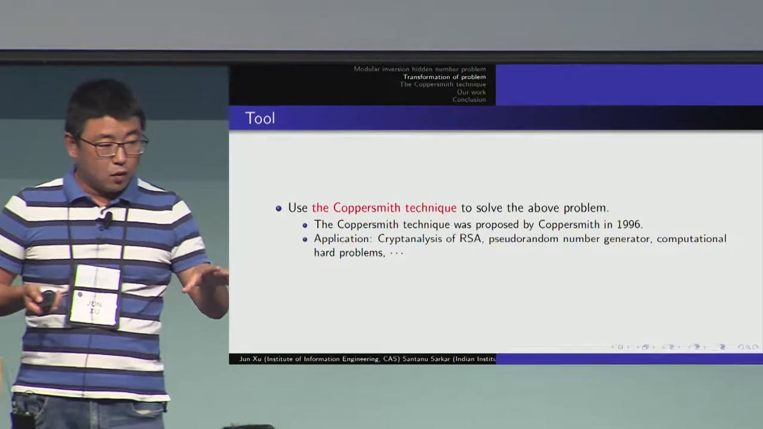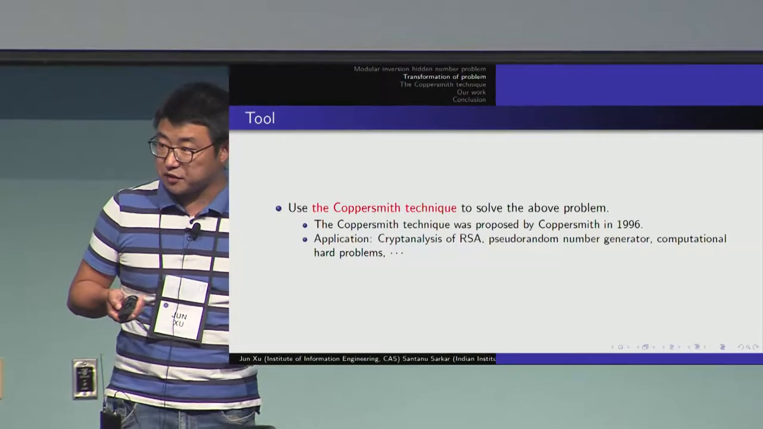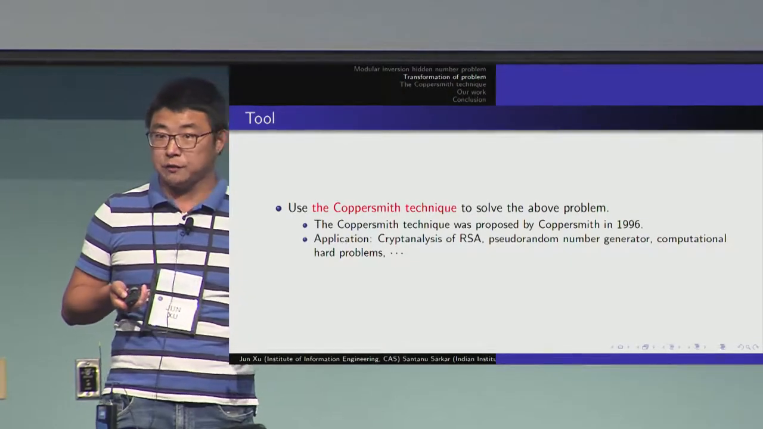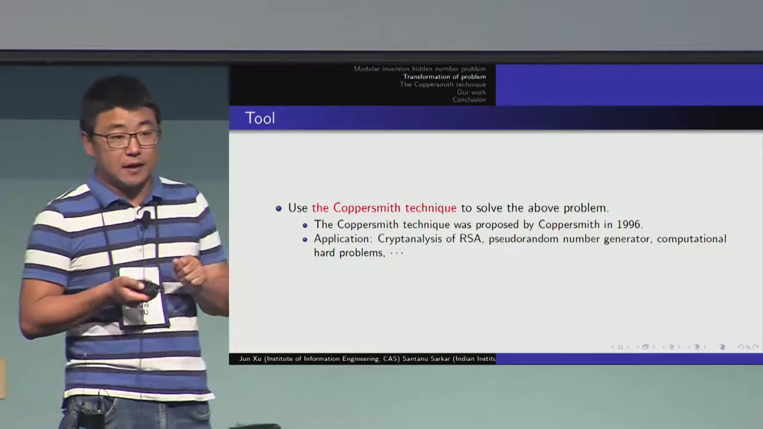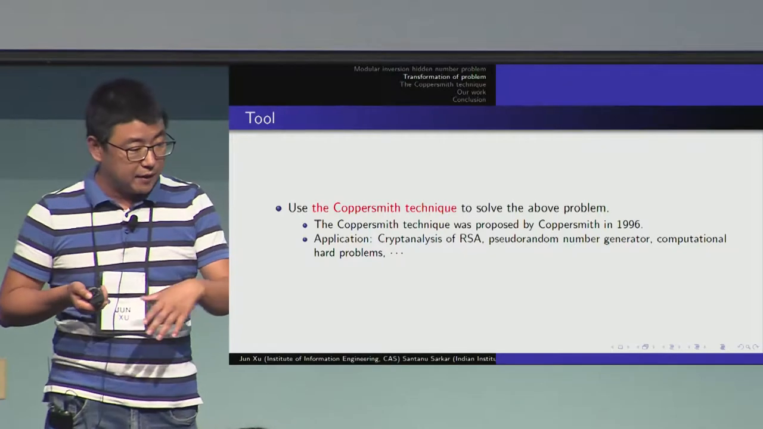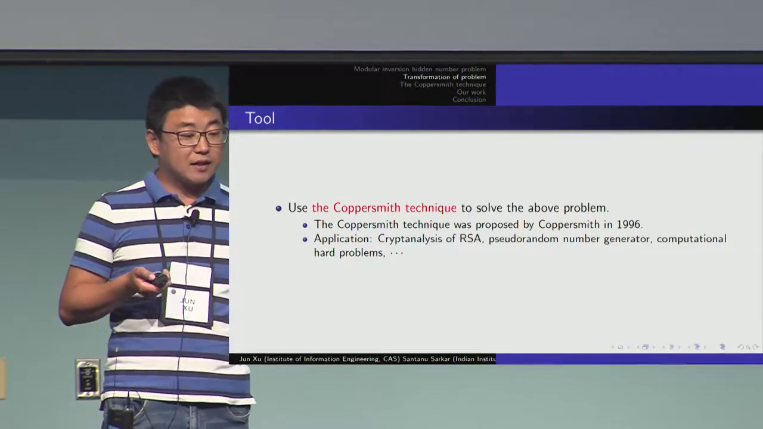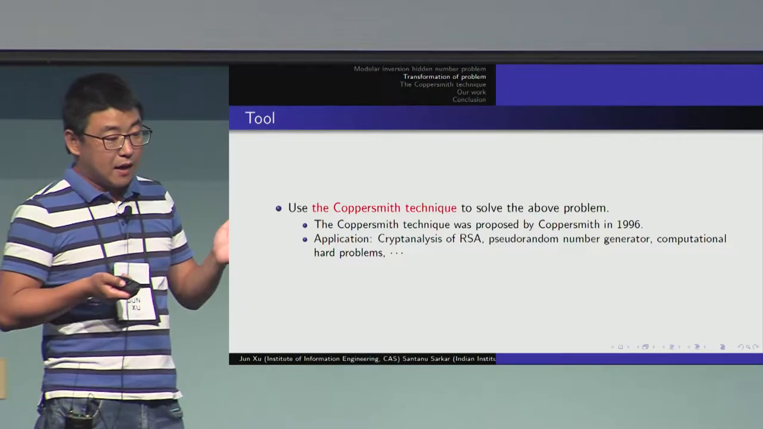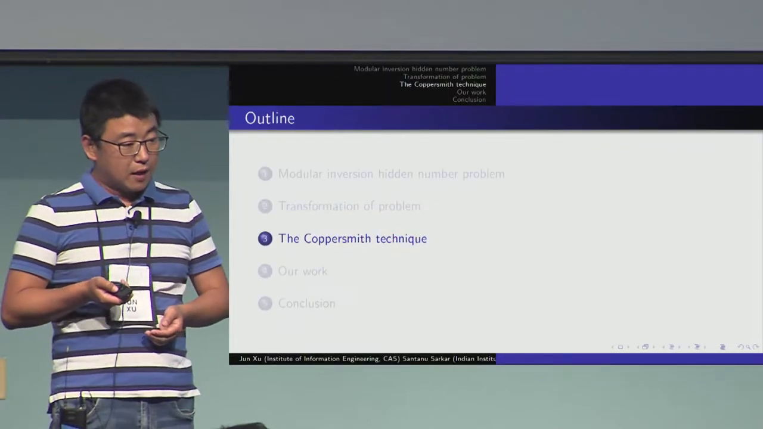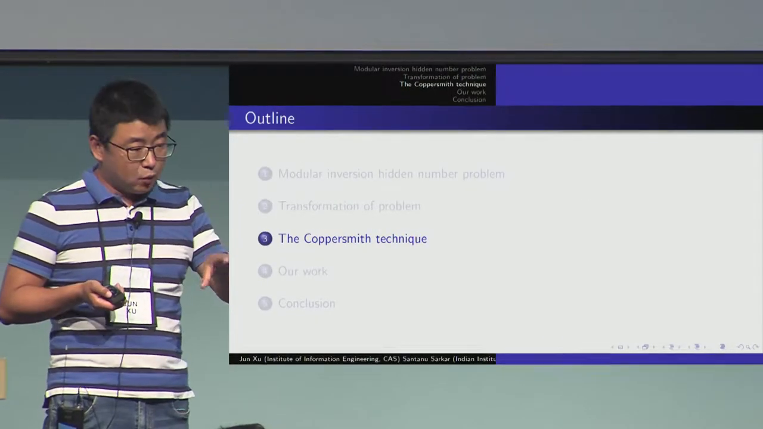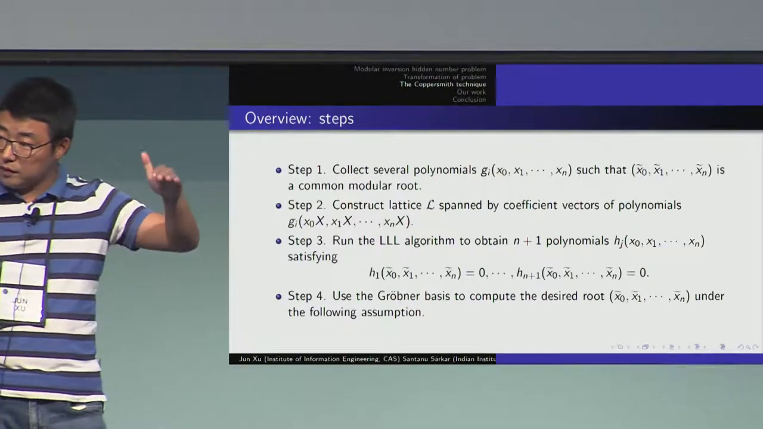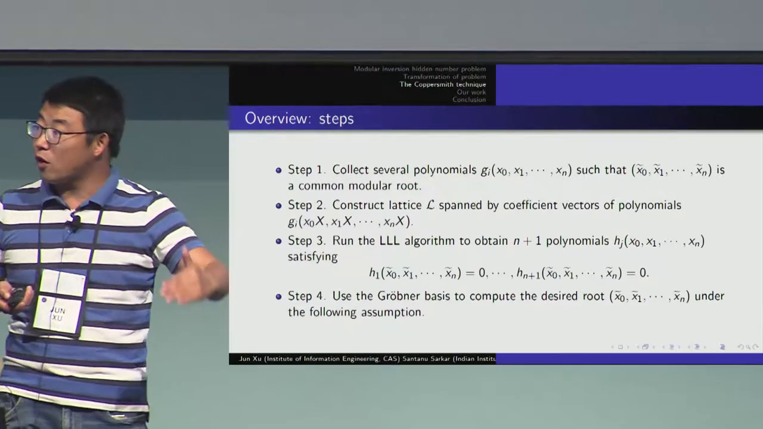In this paper, the tool we use is the Coppersmith technique. The Coppersmith technique was proposed by Coppersmith in 1996. This technique has many applications such as the cryptanalysis of RSA, pseudorandom number generators, and computationally hard problems, and so on. Now I will introduce the Coppersmith technique. In overview, we can divide this technique into four steps.